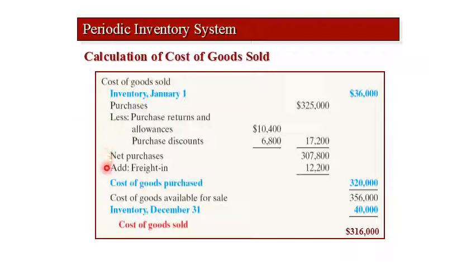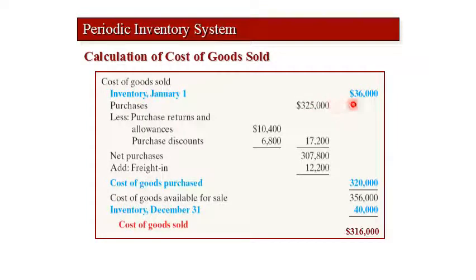But we have to add the freight in or transportation in cost to calculate the cost of goods purchased. So the cost of goods purchased equals purchases minus purchase return and allowance and purchase discount, plus freight in. Inventory at January 1st, or the beginning inventory, plus cost of goods purchased equals cost of goods available for sale.